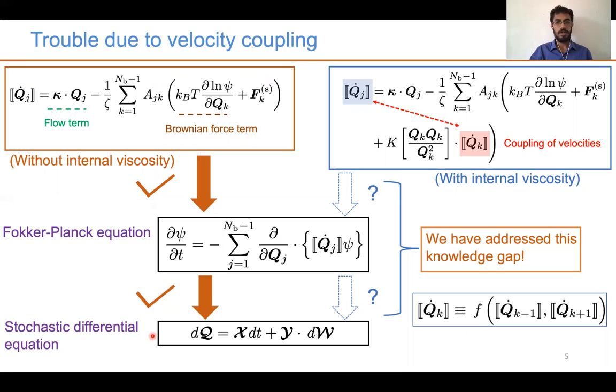The inclusion of internal viscosity, however, causes a problem because it results in a coupling of the connector vector velocities, as indicated here. Under such circumstances, it is not obvious how the Fokker-Planck equation and the governing stochastic differential equation may be obtained. We have addressed this knowledge gap, and I'll be talking about this in more detail. I would like you to note that the connector vector velocities in this case are explicitly coupled only to their nearest neighbors. The inclusion of hydrodynamic interactions would result in an explicit one-to-all coupling of the velocities, and we are ignoring it for the moment.